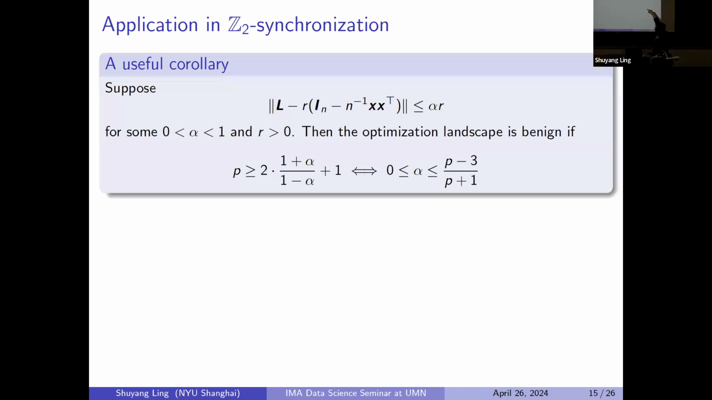Then if I want to use the previous result, based on this, I can find the top eigenvalue of L and the second smallest eigenvalue of L, which are 1 plus alpha times R and 1 minus alpha times R. Then I plug into this condition number, and that's what I get. So if alpha is between 0 and (p minus 3) divided by (p minus 4), then the landscape is benign. It's also deterministic, but I just apply it to a special class of L.